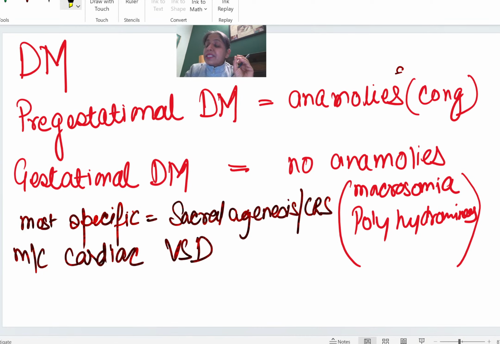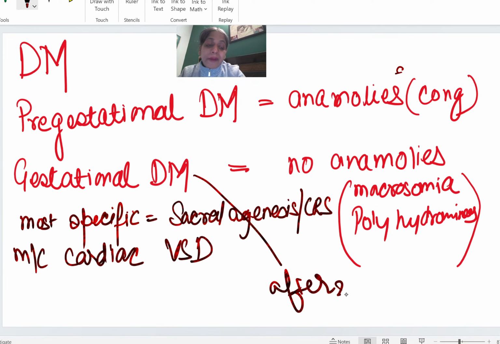Gestational diabetes mellitus occurs after 24 to 28 weeks. When does gestational diabetes mellitus occur? After 24 to 28 weeks, and by that time organogenesis has completed. So there is no congenital anomaly in gestational diabetes mellitus. Only in pre-gestational diabetes mellitus are there congenital anomalies.